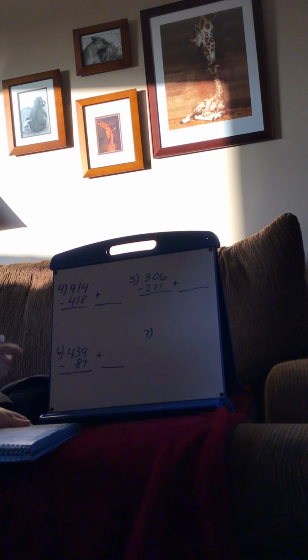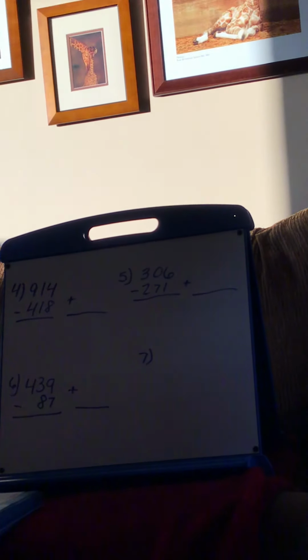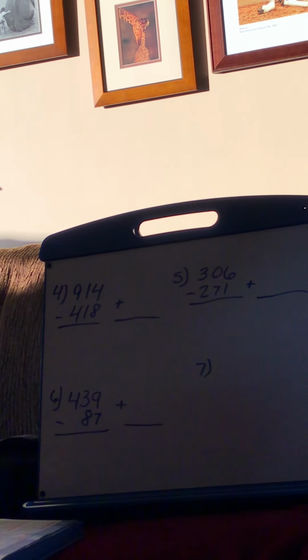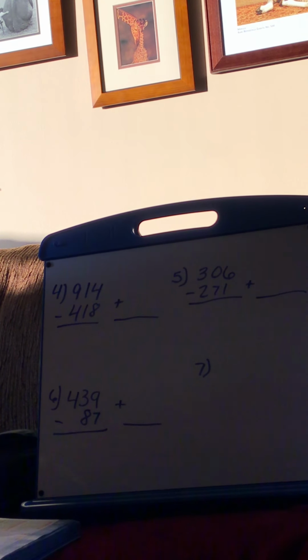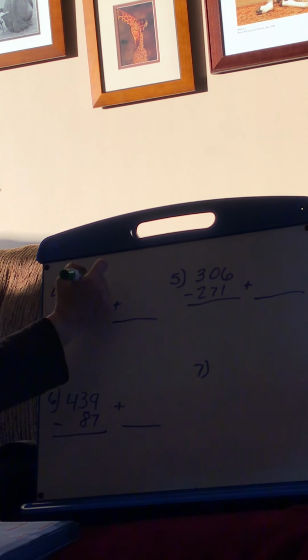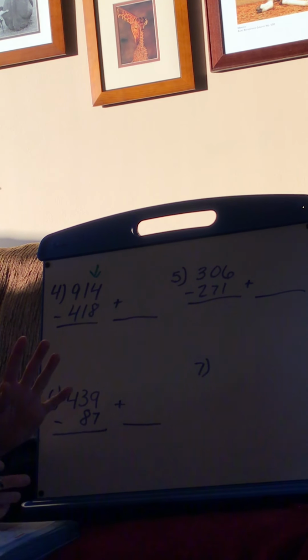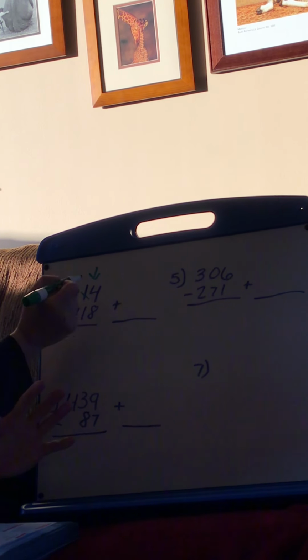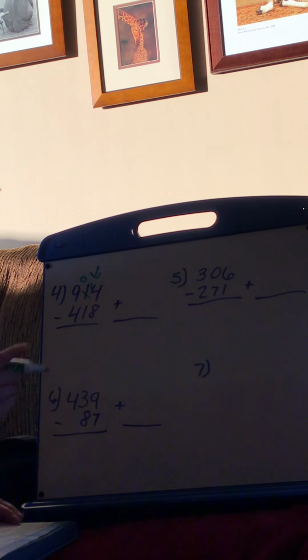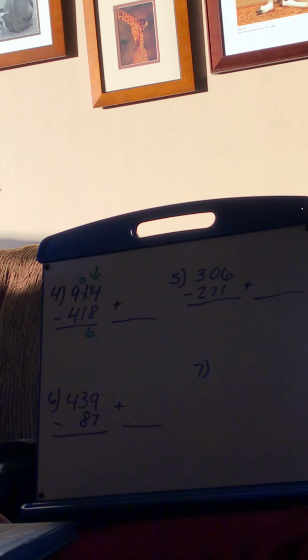So if we look at number 4, we're just going to start off like how we've been doing the last couple of days, subtracting. We're going to start in the ones place and subtract 4 minus 8. I can't do that because I have 4 and I can't take away 8, so I'm going to borrow from the tens. That's going to become a 0 and this is going to become a 14. 14 minus 8 is 6.